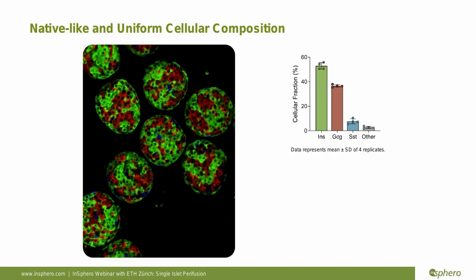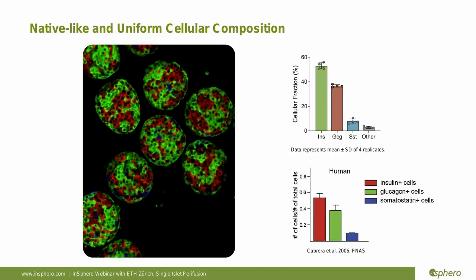When we go through this reaggregation process, we have found that we have around 55% beta cells, around 35% alpha cells, a bit less than 10% somatostatin-producing delta cells, and 2 to 3% of other cells, which may be epsilon cells or pancreatic polypeptide cells, or any other cells such as immune cells or contamination that is left in these tissues. These percentages really well represent what has been previously published and what is expected from an average human islet population. So the native-like cellular composition is preserved.